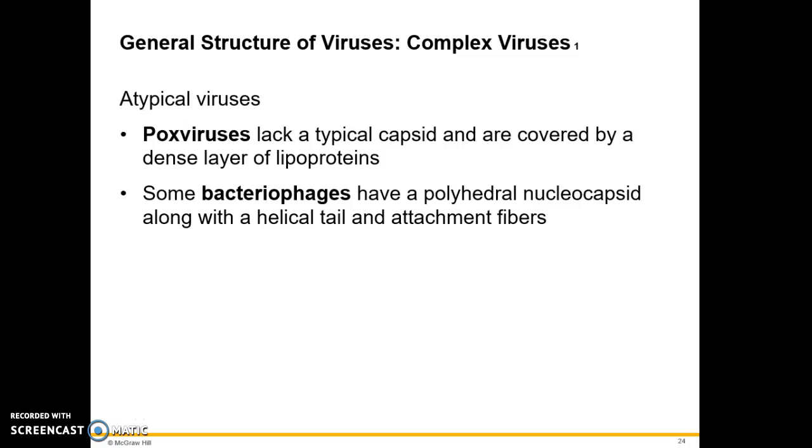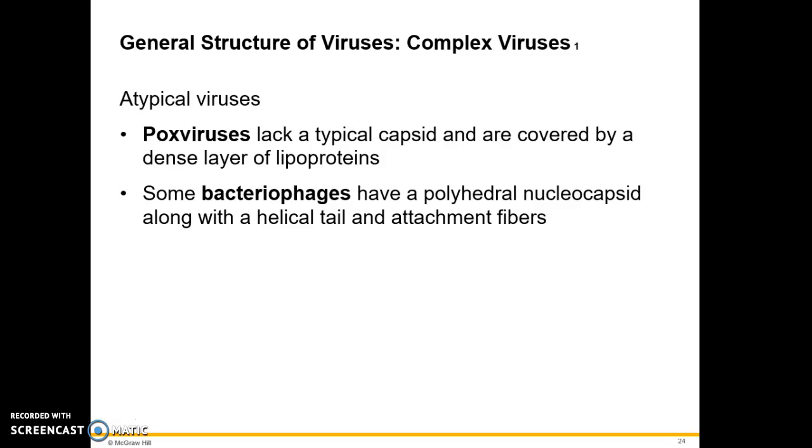Okay, so continuing from part one, this is part two of the chapter 6 lecture on viruses. We were talking about the general structure of viruses, and we have some atypical viruses, the pox viruses and some of the bacteriophages. The pox viruses don't have a typical capsid, and they are covered by a dense layer of lipoproteins instead of a protein capsid. Then some of the bacteriophages are just viruses that infect bacterial cells.